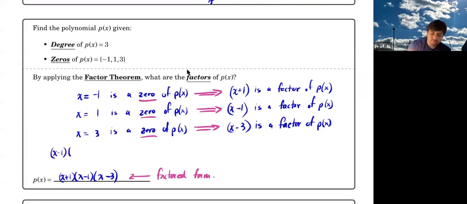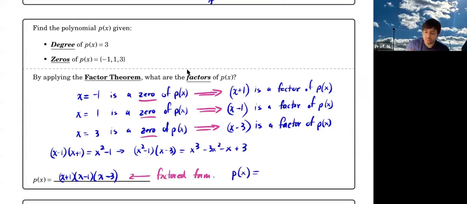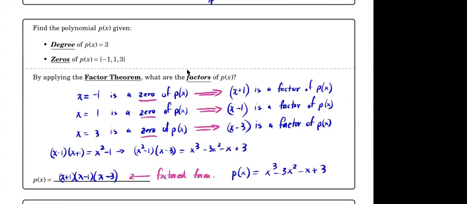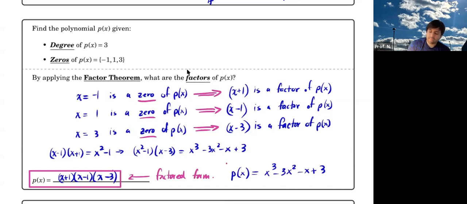What's x minus 1 times x plus 1? Well, we know this is a difference of perfect squares, x squared minus 1. And now we have to multiply x squared minus 1 with x minus 3. And what do we get? We get x cubed minus 3x squared minus x plus 3. So we can also write p of x as the following: p of x is x cubed minus 3x squared minus x plus 3. So either way, we found the polynomial. This is the factored form of the polynomial, and this is the standard form.